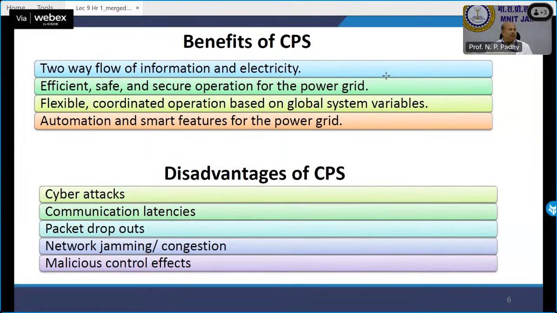Automation and smart features of the power grid. You have a SCADA system now. Let's say with the SCADA system, you see everything. There is a command, and your battery is getting a signal from the SCADA system on what to do, what not to do at a given point of time. But what are the limitations? It is prone to cyber attacks. So this is good, but it is also equally challenging.